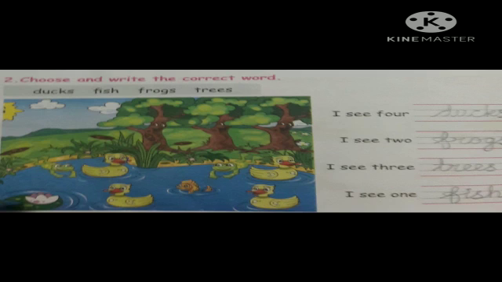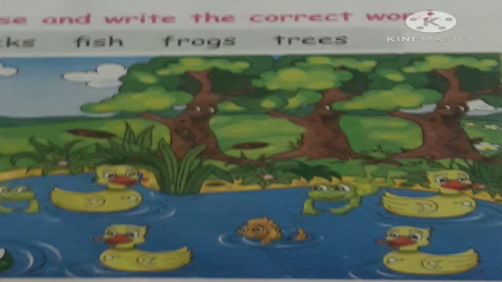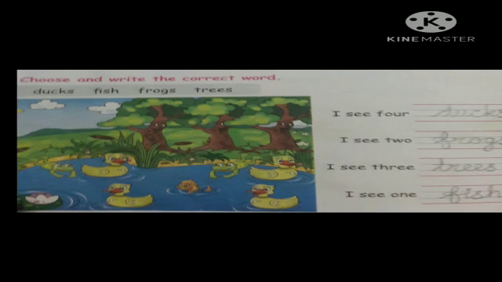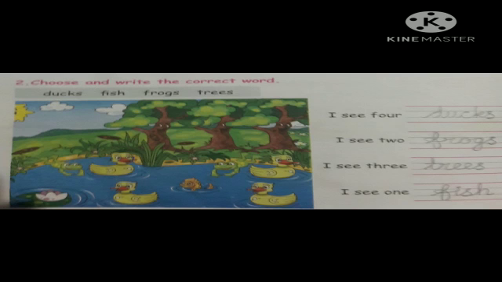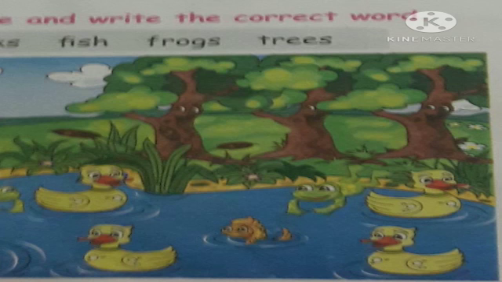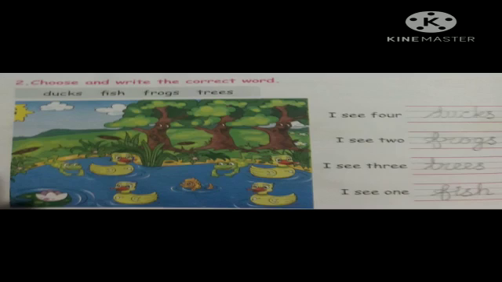Okay students. How many frogs are there? 1, 2. Okay, I see 2 frogs. How many trees are there? Count them. 1, 2, 3. Very good. I see 3 trees. How many fish are there? Okay, only 1 fish. I see 1 fish in the blanks.